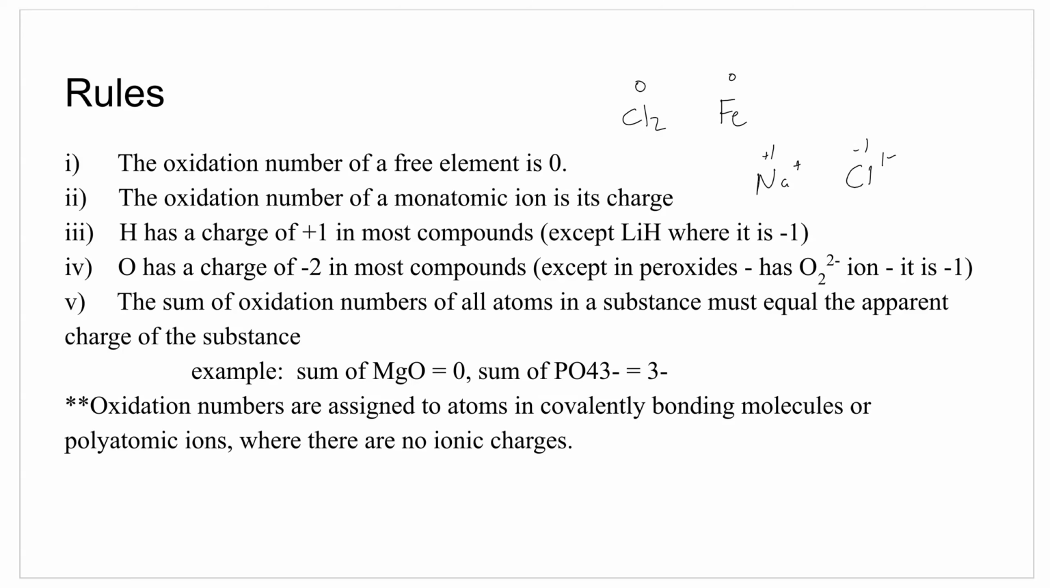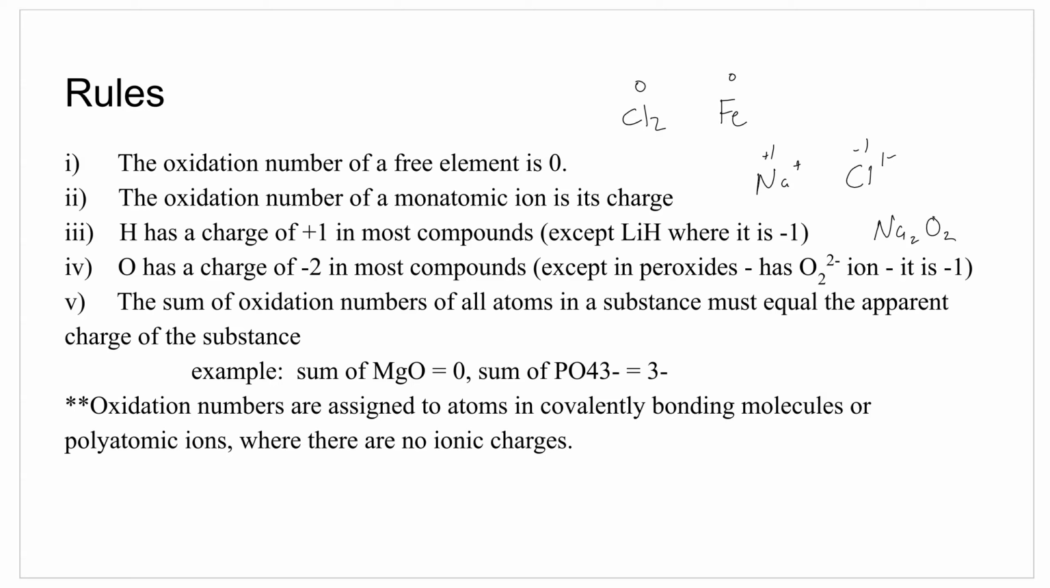Hydrogen has a charge of +1 in most compounds unless it's a metal hydride like lithium hydride. Because in lithium hydride, hydrogen has the higher electronegativity, it gets the oxidation state of -1, and lithium would get the oxidation state of +1. Oxygen has a charge of -2 in most compounds except in peroxides like sodium peroxide. And in peroxides, oxygen has an oxidation state of -1.